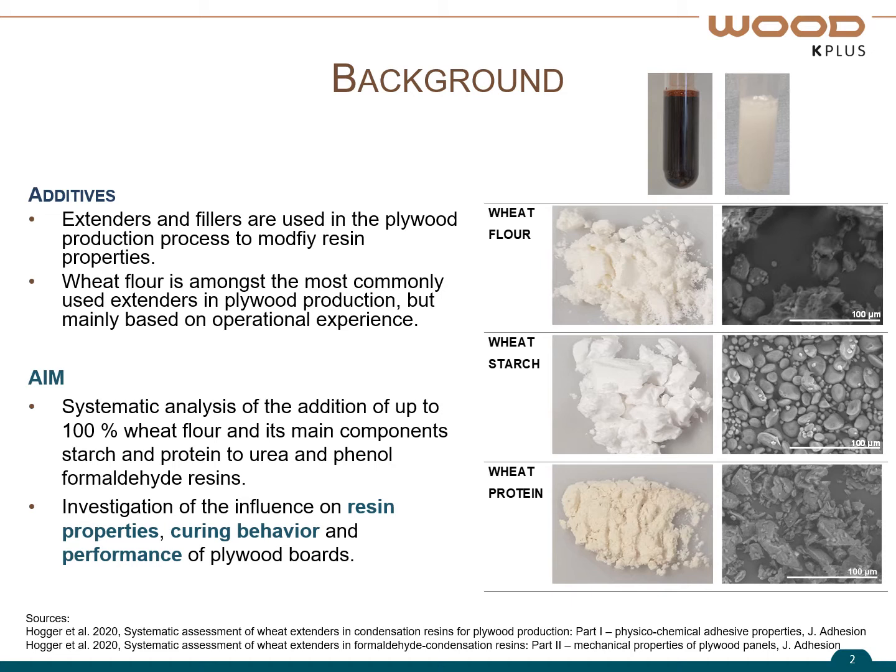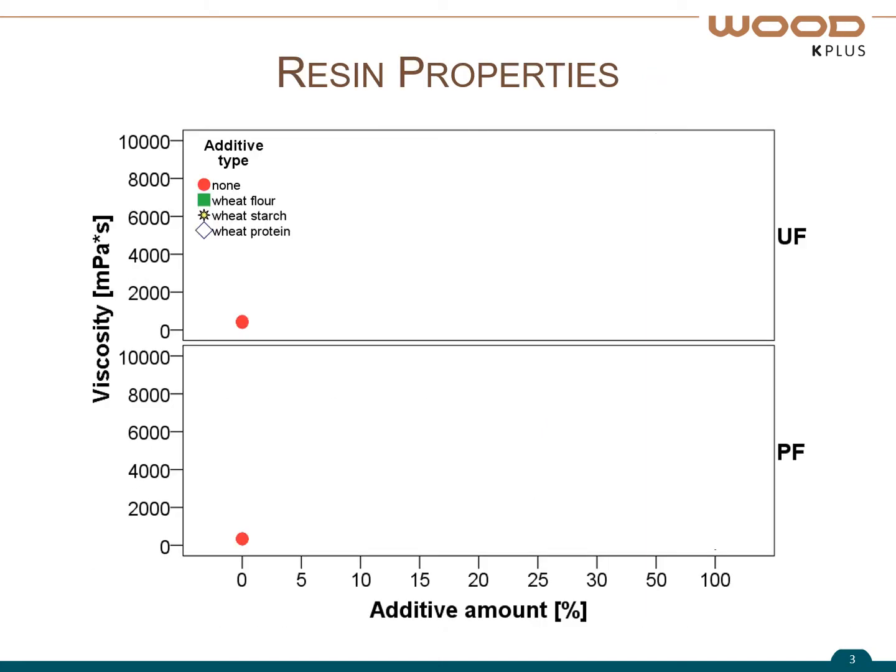Wheat flour consists approximately of 67 to 70% starch and 12 to 18% protein. To have a better understanding of the effects of the single components of the wheat flour, the main components were investigated as well. The influence on the resin properties, the curing behavior, and performance of the adhesives in plywood were investigated, and some results are shown here. Here are some of the findings that are presented briefly.